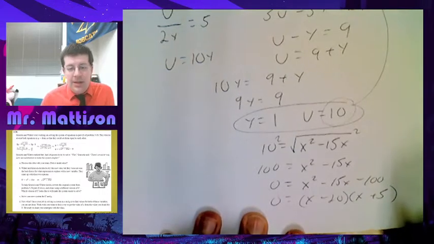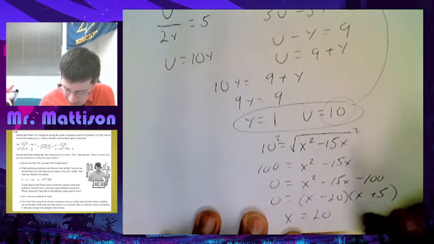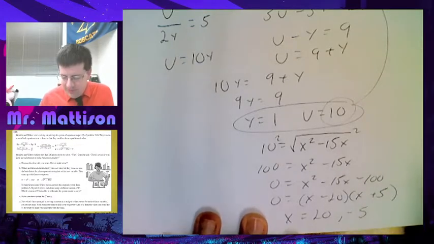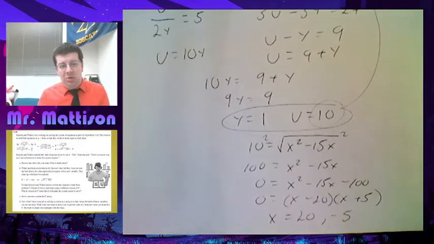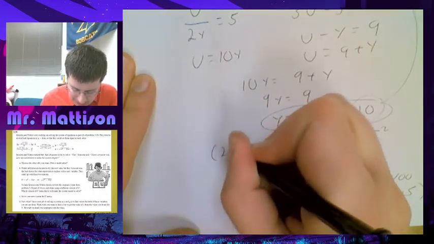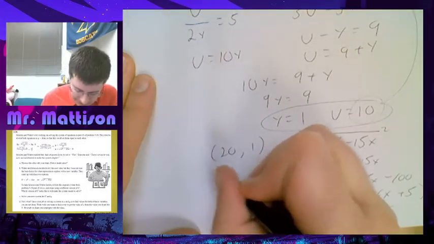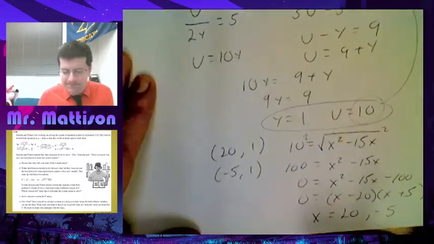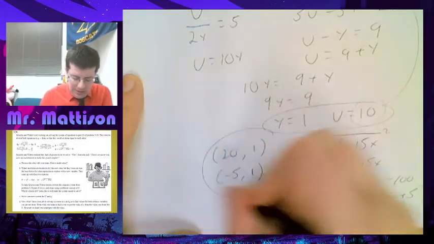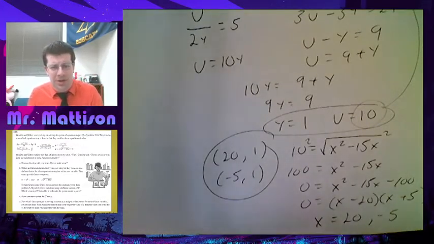So I'm factored. Zero product property will tell me that x has to be either positive 20 or negative 5. So my final answer is, we always want to write those in ordered pairs. So I would have the point (20, 1) and the point (-5, 1). Right. So those are my solutions. So that's the whole point of a U substitution, right?